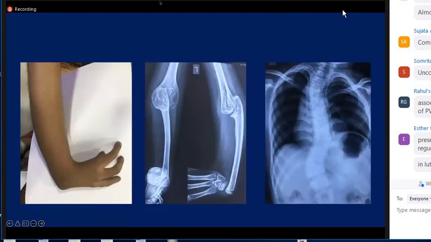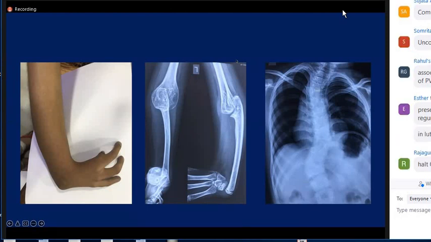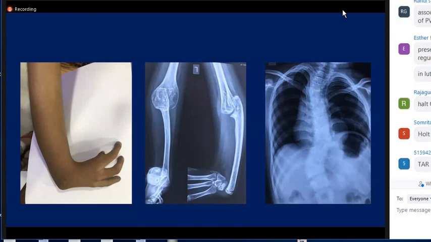So what is the diagnosis here? Anybody? What is the disease? What is the structural heart problem which is associated? Anybody would like to tell? So what is the abnormality? Holt-Oram syndrome. It is not TAR.